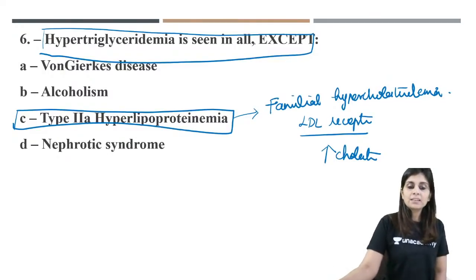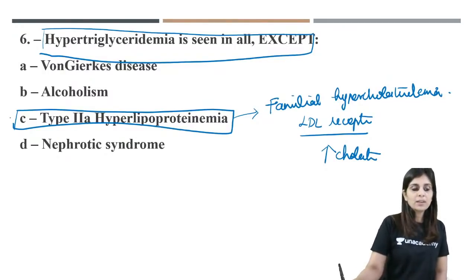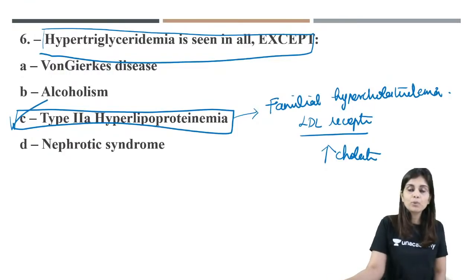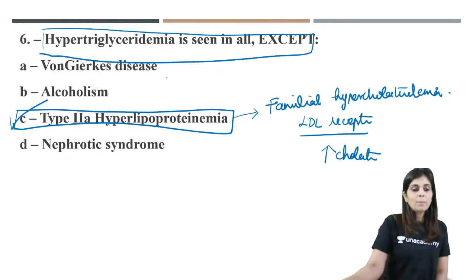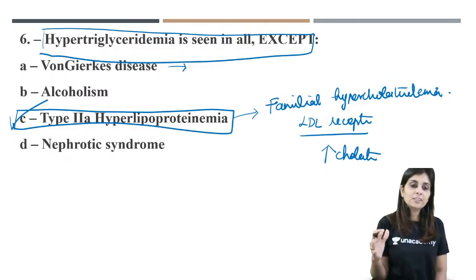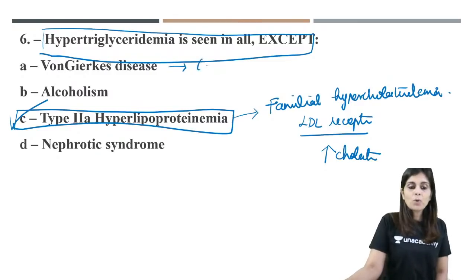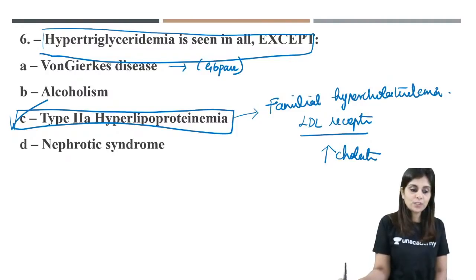Okay, so hypertriglyceridemia seen in all except. Your answer should be choice C, or type 2A hyperlipoproteinemia. Okay, now about von Gierke's, I've already told you it's a feature. One of the features of von Gierke's is hypertriglyceridemia, because von Gierke's is a defect of glucose 6-phosphatase.